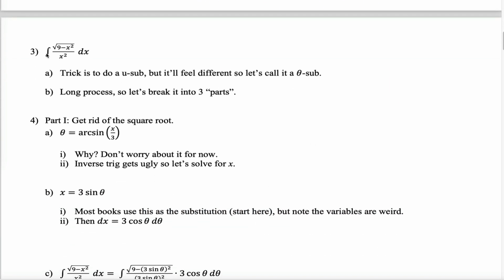So again, back to our integral. We're trying to figure out the definite integral of the square root of 9 minus x squared divided by x squared. And the trick is going to be to do a u substitution, but it's going to feel a lot different. So instead of calling it a u substitution, I'm going to call it a theta substitution.